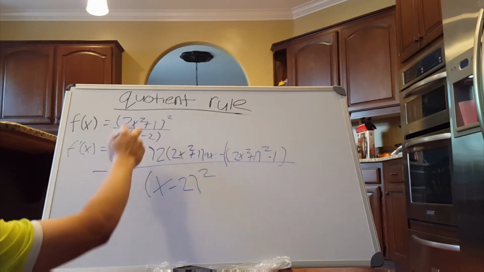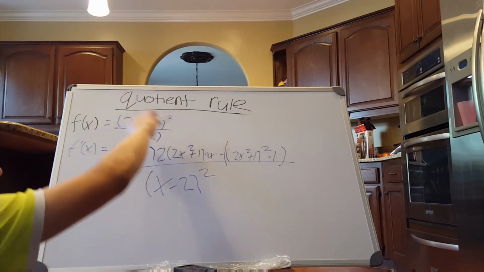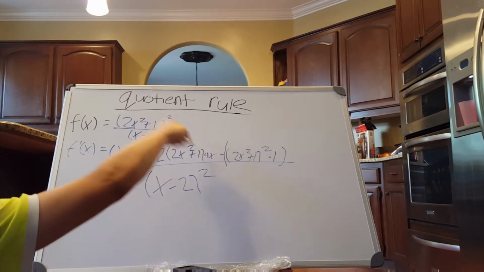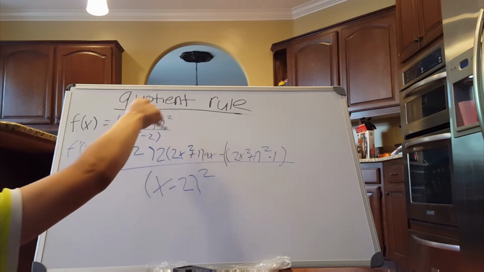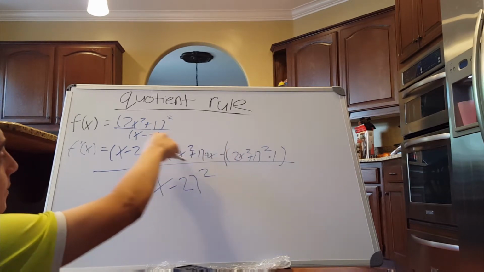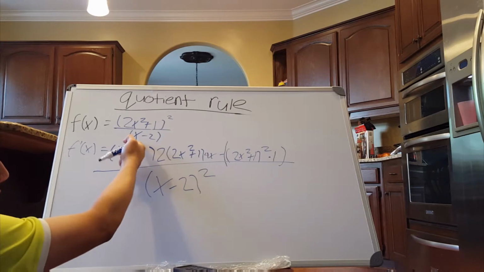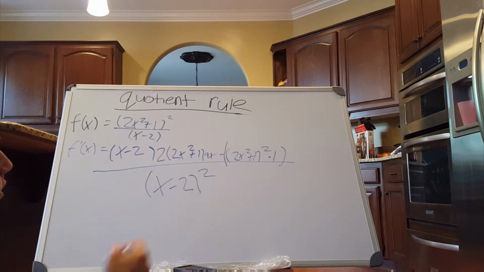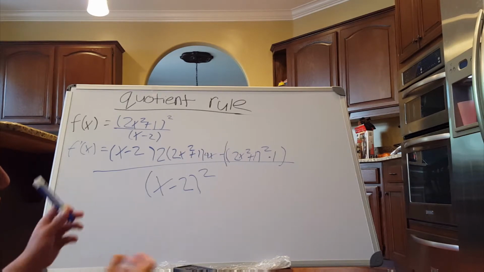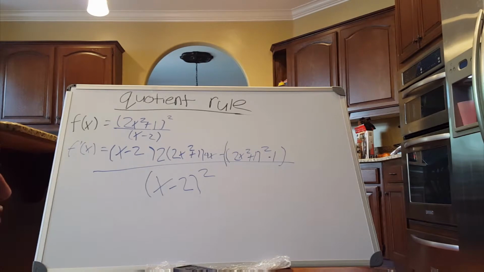We have low, x minus 2, times the derivative of the high, which is bring the 2 out in front, 2 times 2x squared plus 1, times the derivative of the inside, which is 4x, minus high, 2x squared plus 1, squared, times the derivative of the denominator, which is just 1, over the denominator squared, which is x minus 2 squared. Now, we will not need to simplify this because this is a short answer question. If it was a multiple choice, you need to simplify to get your answer to match a multiple choice answer.